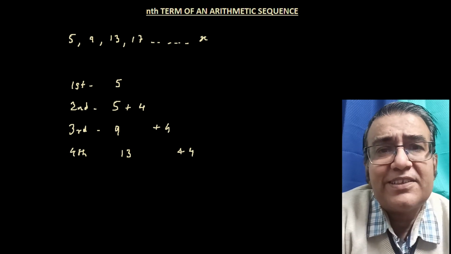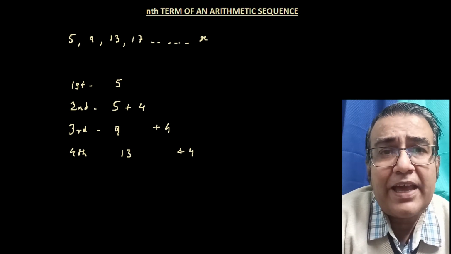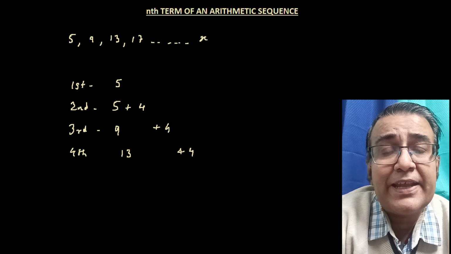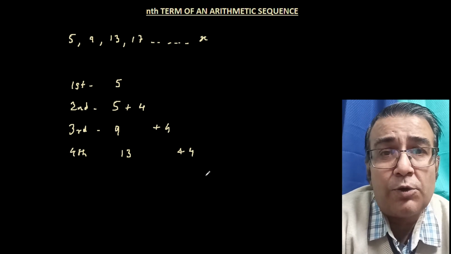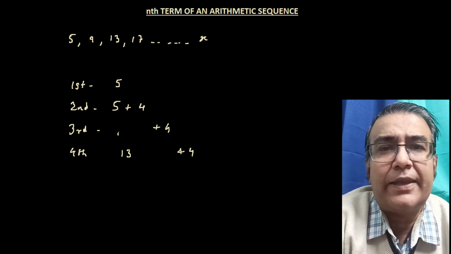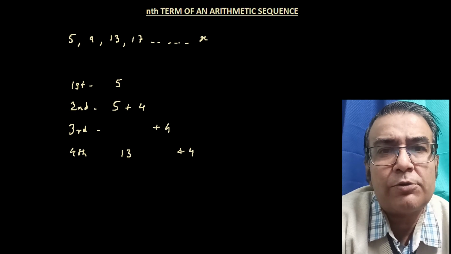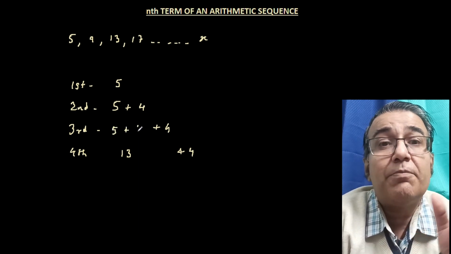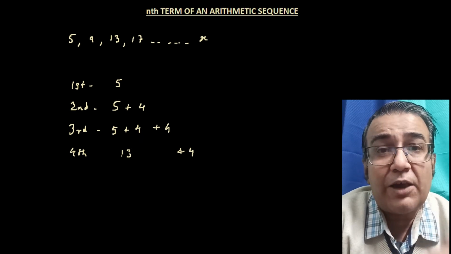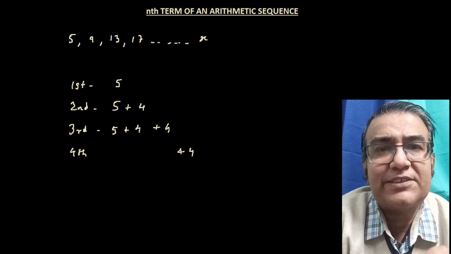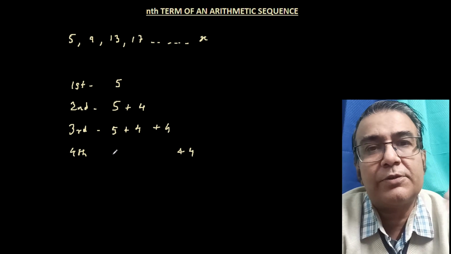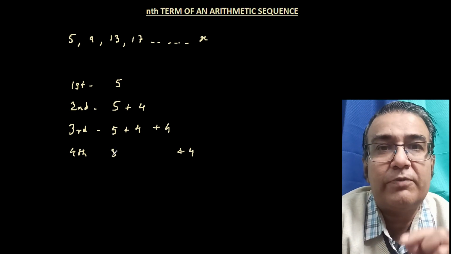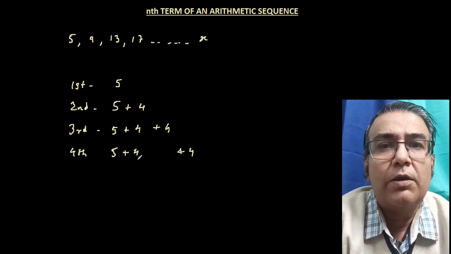But if we look at this 9 here, written in the second term, 9 can also be written as 5 plus 4. So why not erase this 9 and write it as 5 plus 4 only? And so we have got 13 as 5 plus 4 plus 4. Now in the fourth term, we can erase this 13 and replace it with what we got in the previous term, which was 5 plus 4 plus 4.